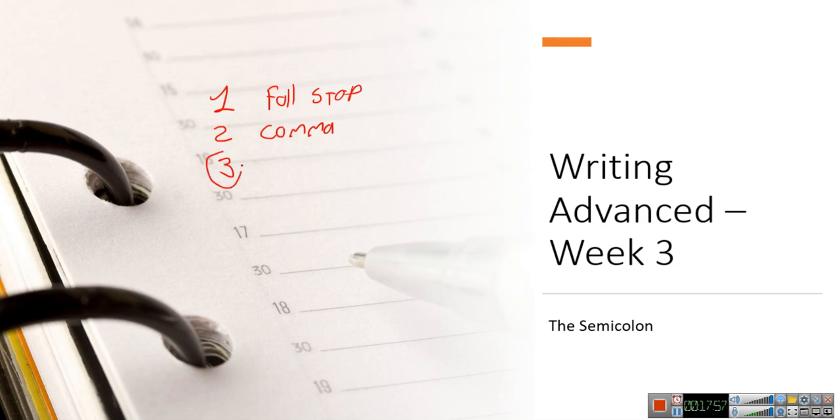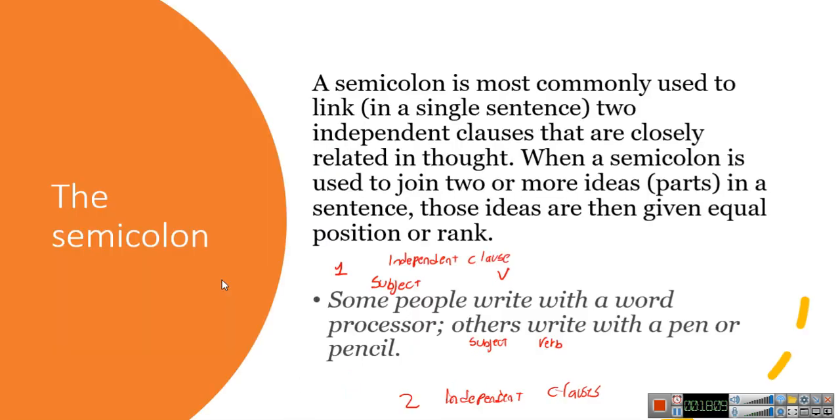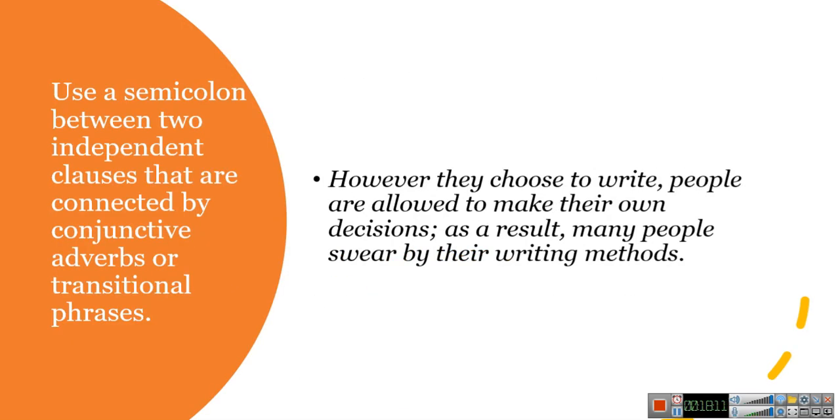Level 3, which is what we're doing today: you know how to use the semicolon, which is this one. So, if you finish this lesson, you're going to be a level 3 writer. Use the semicolon between two independent clauses that are connected by a conjunctive adverb or transitional phrase.